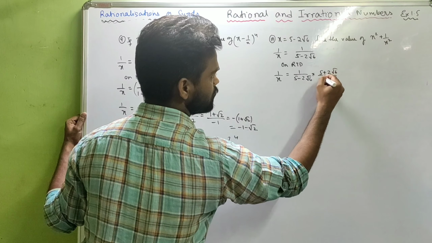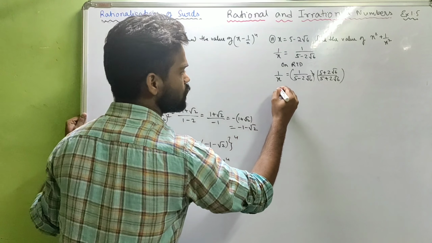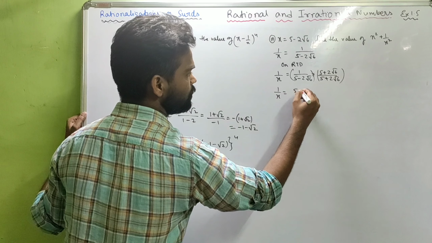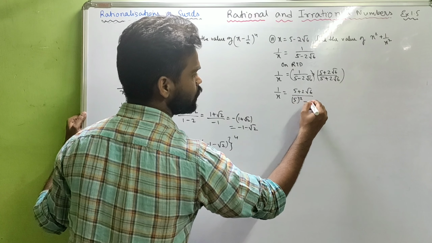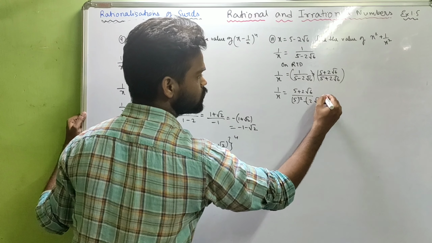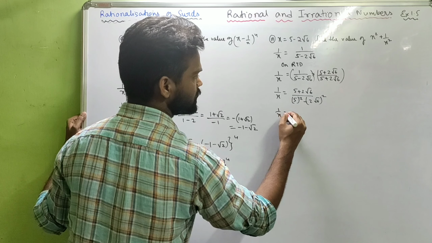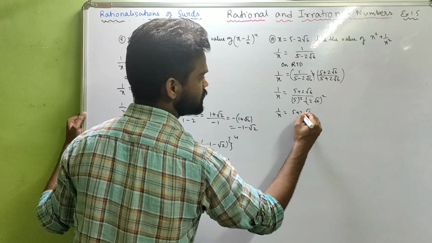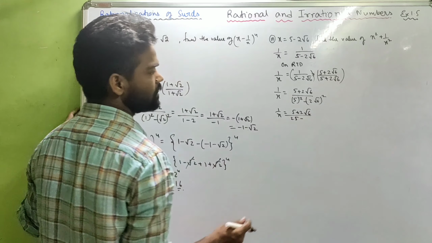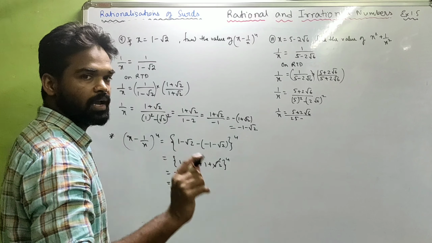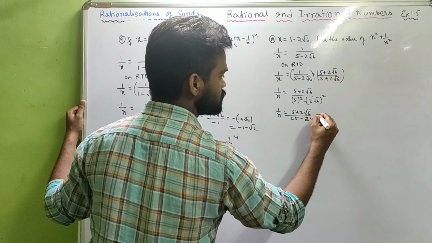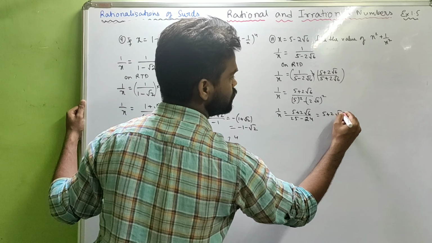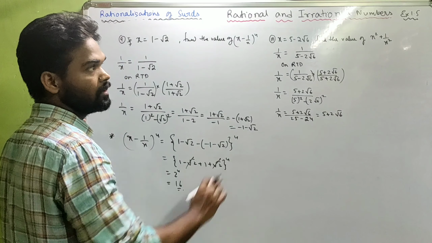Am I clear or not? Look over here. So 1 by x is (5 plus 2 root 6) by, this becomes 5 square minus (2 root 6) whole square. So 1 by x is (5 plus 2 root 6) by 25 minus, this is 2 square is 4 and root 6 square is 6, 4 6 is 24. So this is equal to 5 plus 2 root 6. Done. Now look.